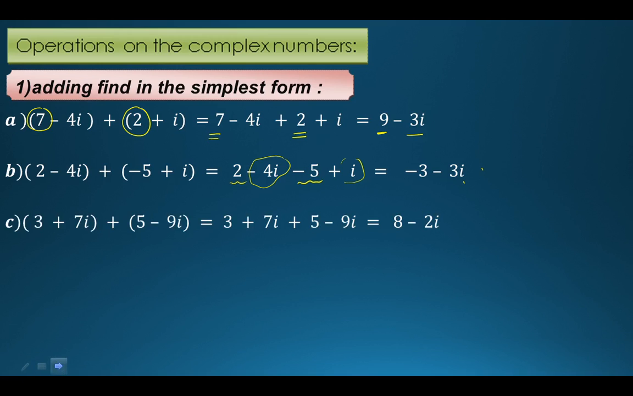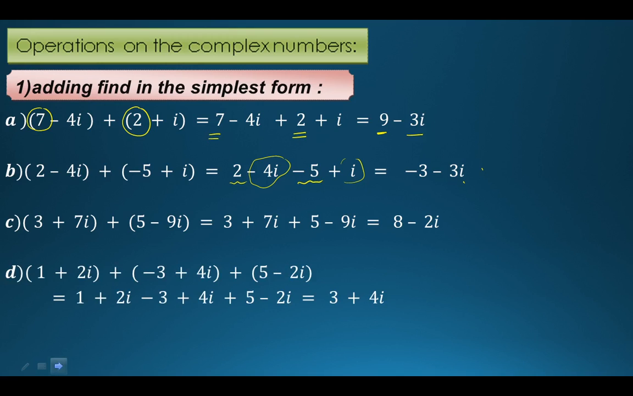Here again we want to add 3 plus 7i plus 5 minus 9i. Remove the bracket: 3 plus 7i plus 5 minus 9i. 3 is the real part and 5 is the real part. 3 plus 5 equals 8. 7i minus 9i equals negative 2i. The last one.